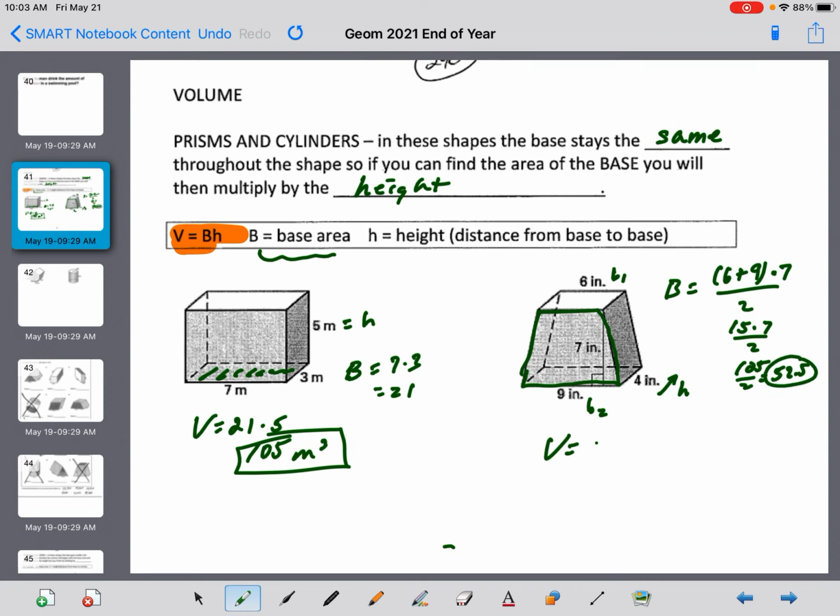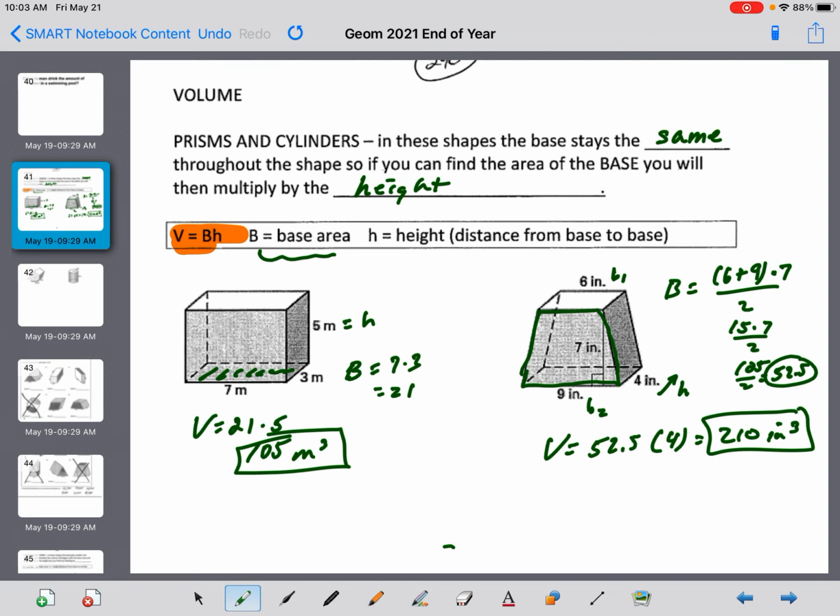So then your volume is 52.5 times 4. That's your volume, 210 cubic inches. So capital B, just like with surface area, capital B with volume can be a little bit of work.